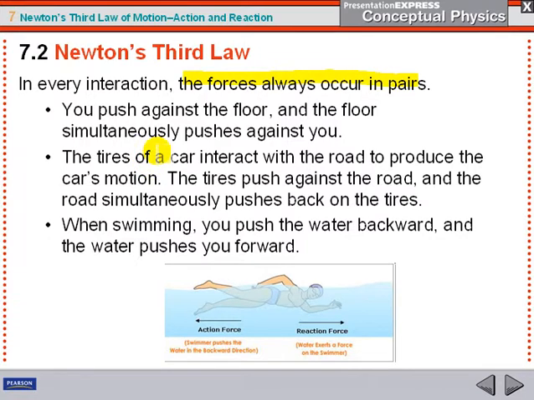So really, this is one of the things that people don't understand. It's not the swimmer that's making them move forward. It's actually the water pushing the swimmer forward.